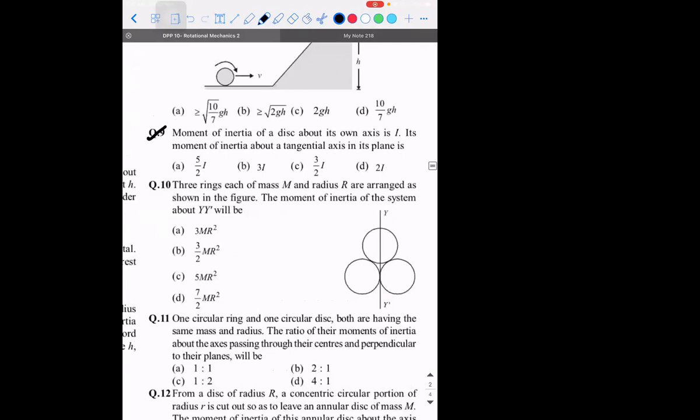Nine. The moment of inertia of a disk about its own axis is I. Its moment of inertia about a tangential axis in its plane is?